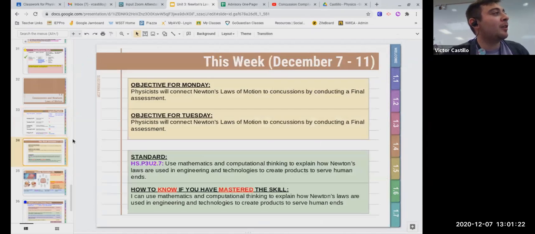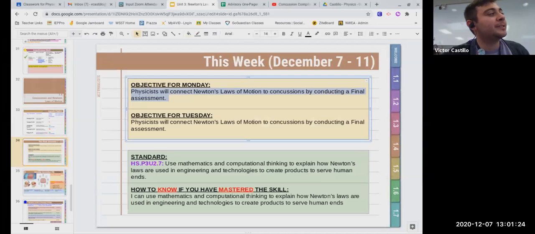Slide 34. Our objective for today and tomorrow is physicists will connect Newton's laws of motion to concussions by conducting a final assessment. Okay, a final assessment. So we're going to use our understanding of Newton's laws of motion to address this medical phenomenon of concussions.